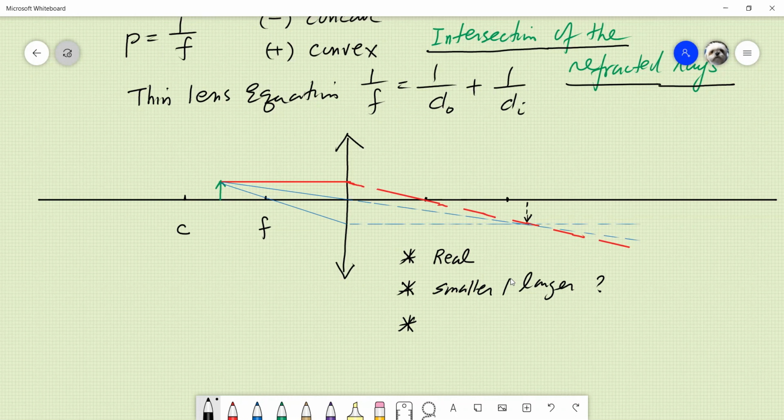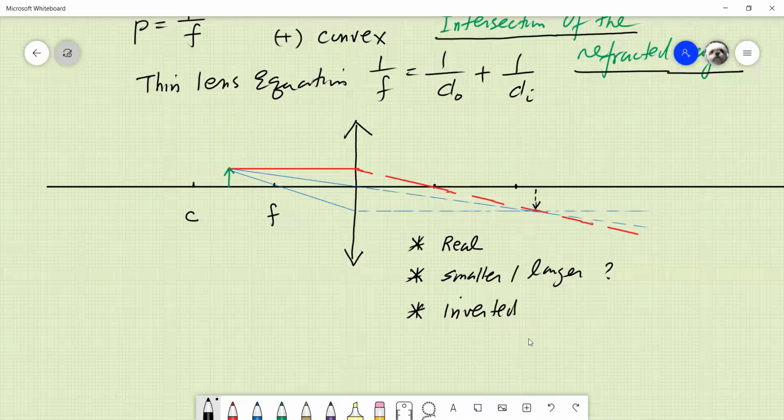The image is inverted, not erect, right? Now I'm going to do the calculation on that. Remember I have 6 units at the focal point and 6 units on the other side, making 12 units here. This looks like 6 plus 3. Let's say the DO is 9 centimeters.